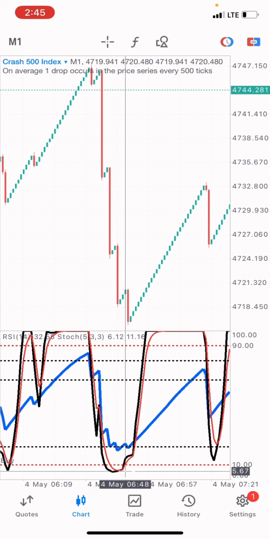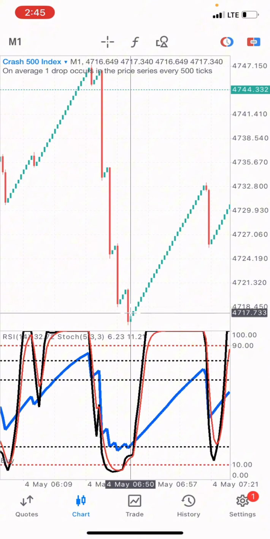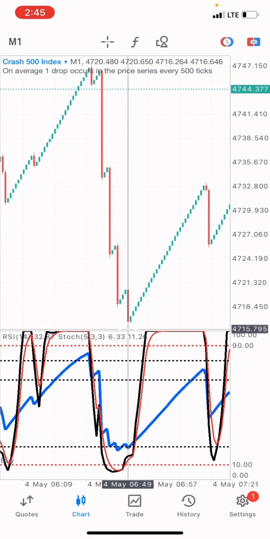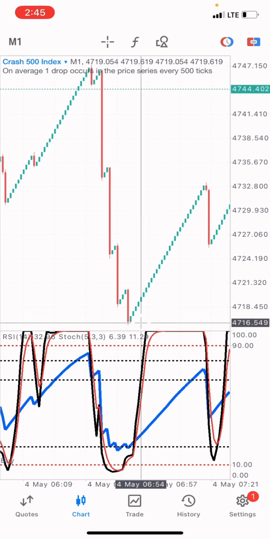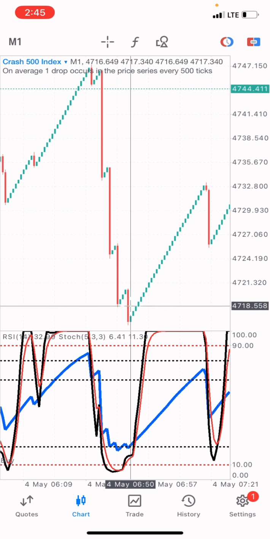You count 1, 2, 3, and you're out of the market, so that the spike doesn't come after you. Now we see that even though there is a spike at this point, this is at the oversold.